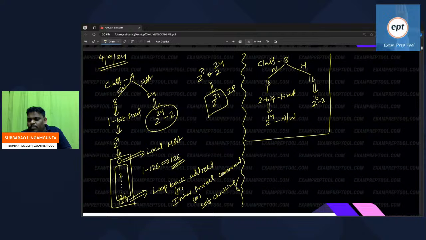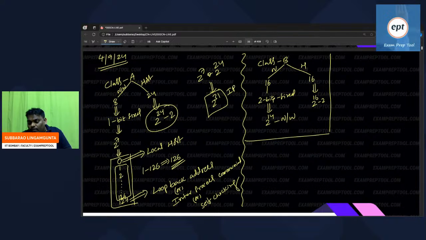In class B, what is the starting network number? 128. There is no 0. In class B, the starting network number is 128, because it starts with 10. There is no 0, and there is no 127. It will start with 128.